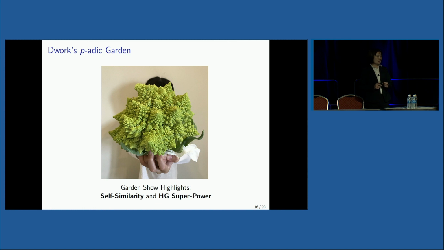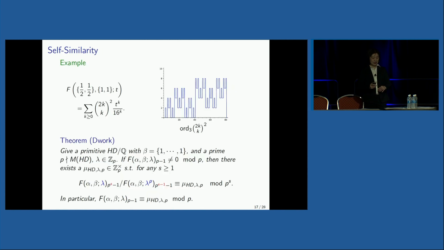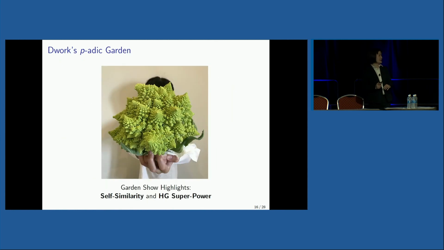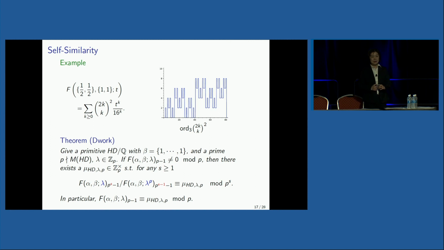So this cauliflower is called Romanesco cauliflower. We grew it in our greenhouse. It's a very particular shape, very self-similar. So I will go back to this garden to highlight self-similarity and another thing I call hypergeometric superpower. Okay? So let's start with the self-similarity.